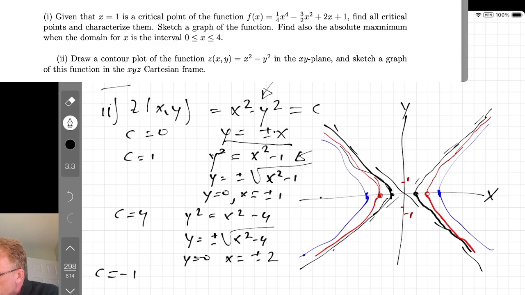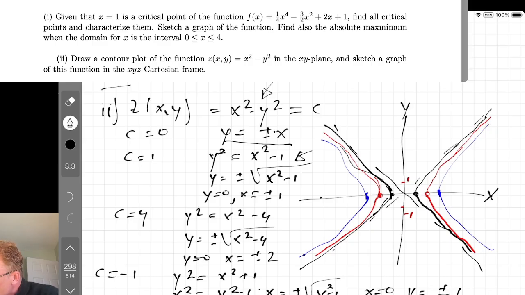Then I get y squared is x squared plus 1. So it's better to do x squared is y squared minus 1. And that gives us x is plus or minus the square root of y squared minus 1, which means that if x is 0, y is plus or minus 1. And those are these points. But then again, for large x and y, this asymptotes.